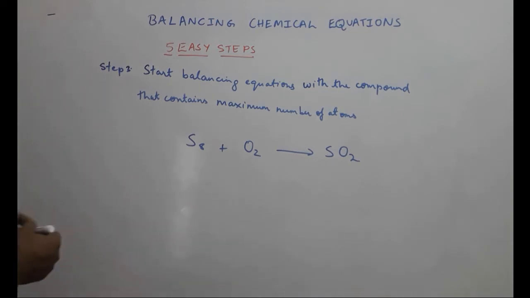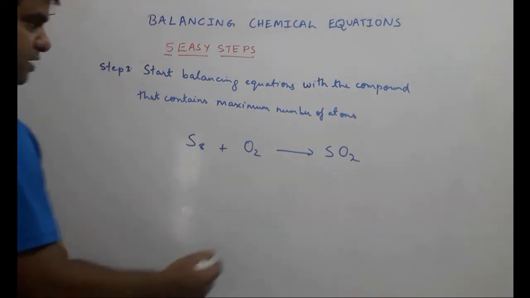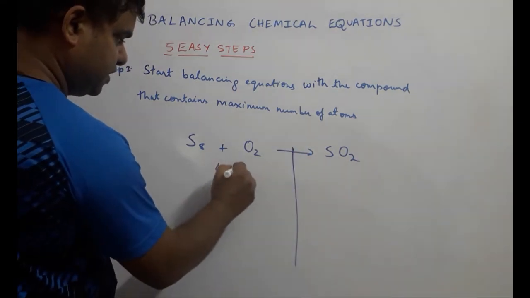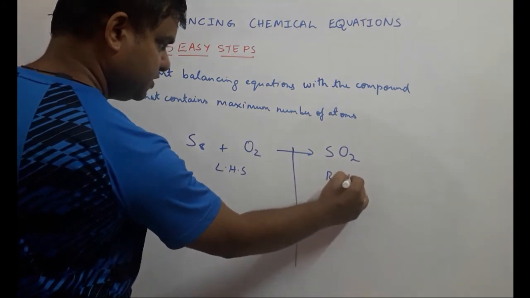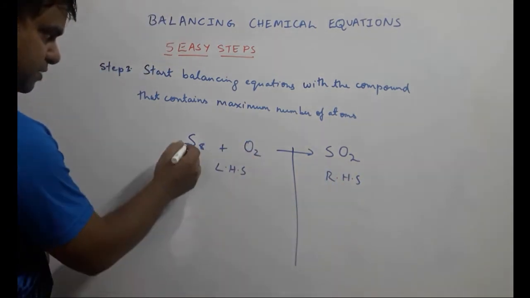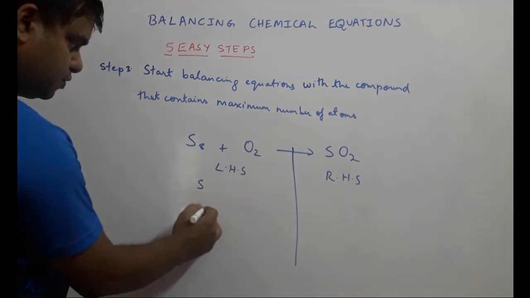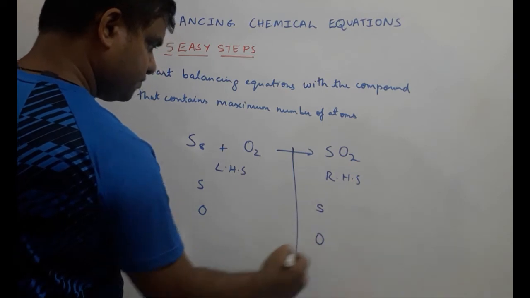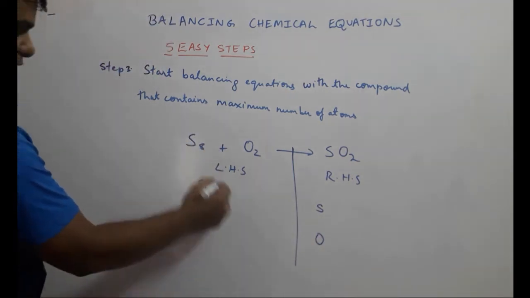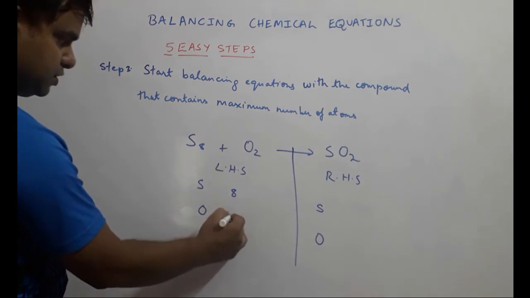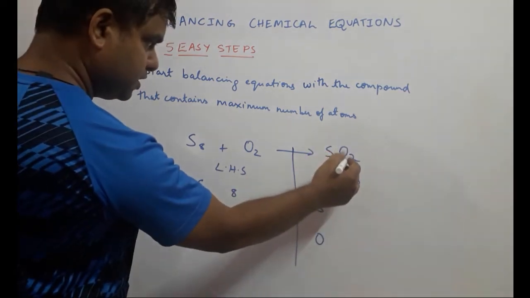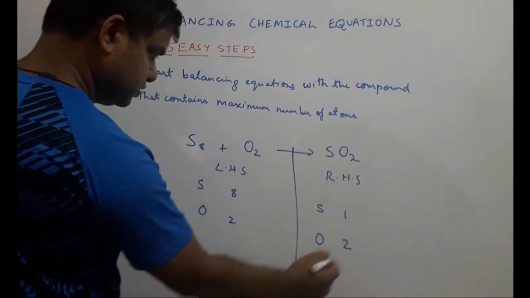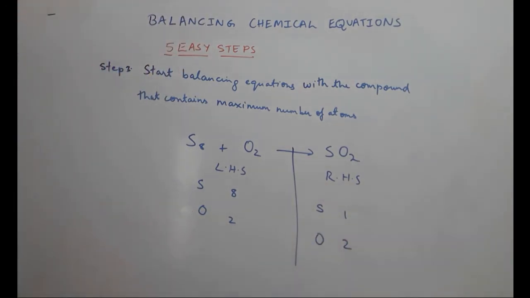Now we begin once again, same thing, we draw a line over here and divide this into left hand side, right hand side, list down the elements which are present, S which is sulfur and O which is oxygen. Same way over here, S and O. How many atoms of sulfur are there? 8. How many of oxygen? 2. Over here on the right hand side we have 1 of sulfur and 2 of oxygen. So oxygen atoms are balanced as we see.